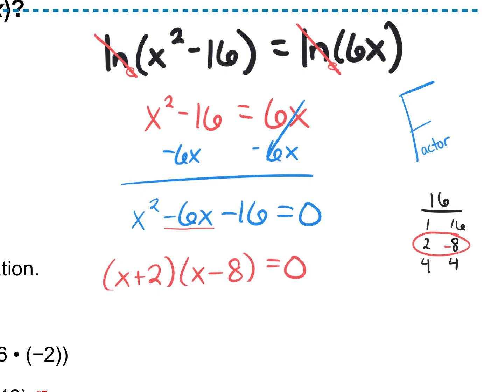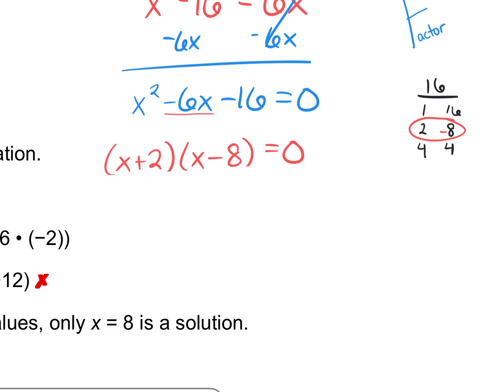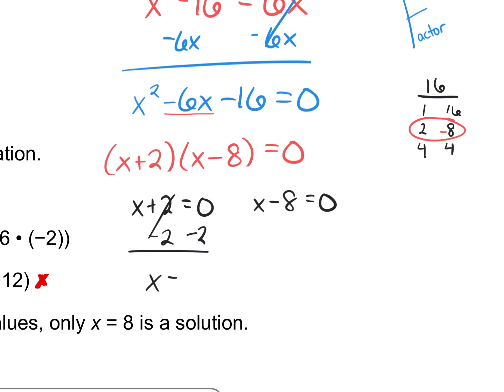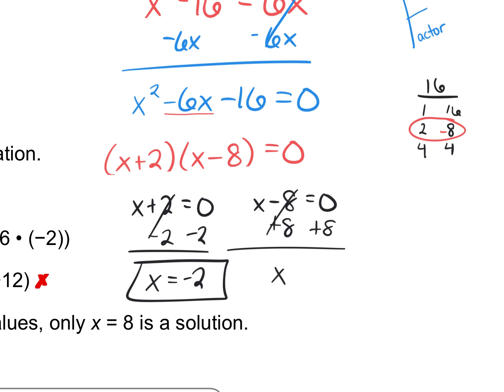What do we have from here? Solve. Yep. So we have x plus 2 equals 0, x minus 8 equals 0. How do I solve the left side? Yep. Subtract 2. We get x equals negative 2. Add 8. We get x equals 8.